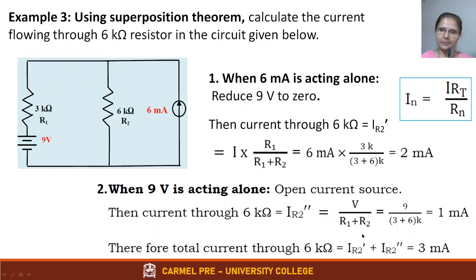See, 9 divided by 2 resistors added. 9 by 9 kilo is equal to 1 milliamps. This will become IR2 double dash, the current flowing through this. IR2 dash is 2 milliamps, IR2 double dash is 1 milliamps. So you have to just add both of them. It will be 2 milliamps plus 1 milliamp is equal to 3 milliamps.